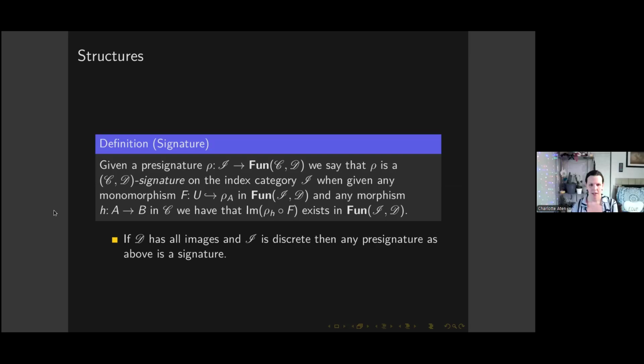So, in nice examples where we just have a discrete category for our index, just a list of basic relations, and that target category D has all possible images, then this always happens: any pre-signature in that case is going to be a signature. But in general, you can't expect that. It's more complicated in general to determine whether or not you have a signature. All right, but we do have examples.